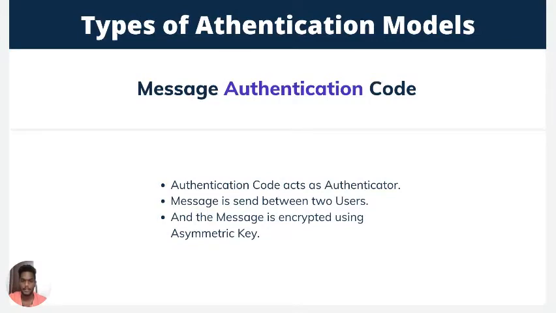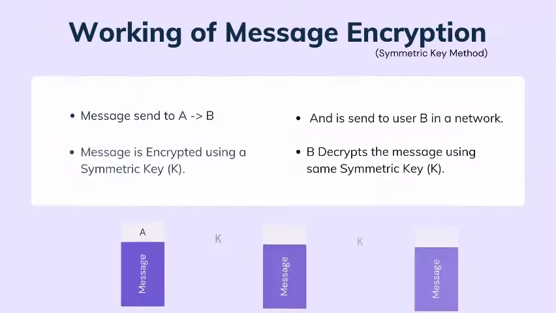So what is a message authentication code? In this, the authentication code acts as an authenticator. It means when a message is encrypted, we will also process the message using a formula, C(M) = c, where small c is nothing but the authentication code, which acts as an authenticator. Here also the message is sent between two users and the message is encrypted using an asymmetric key. Asymmetric key is nothing but, as I said before, the public key and private key.